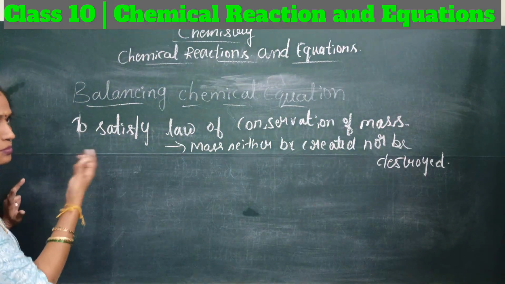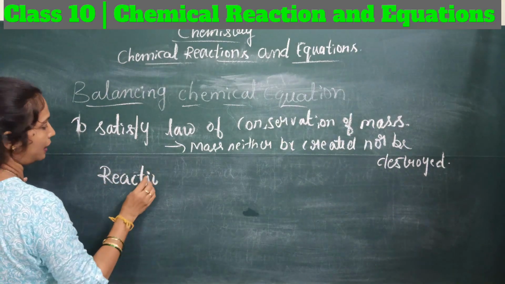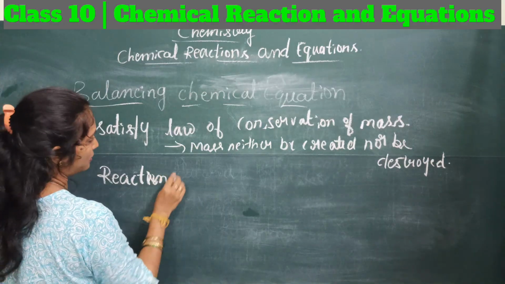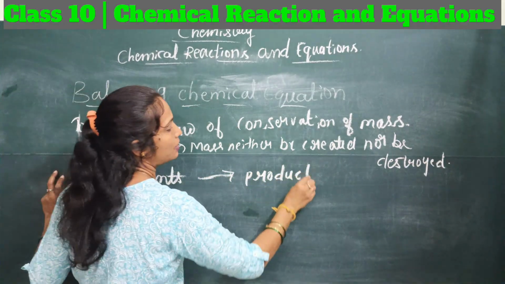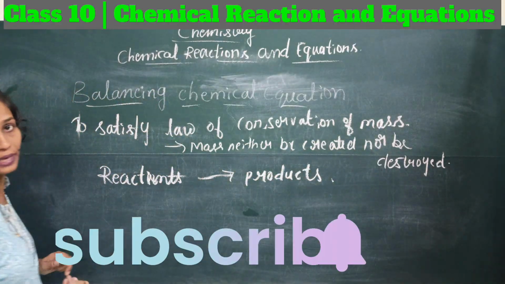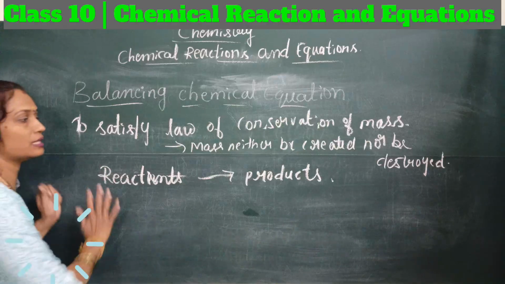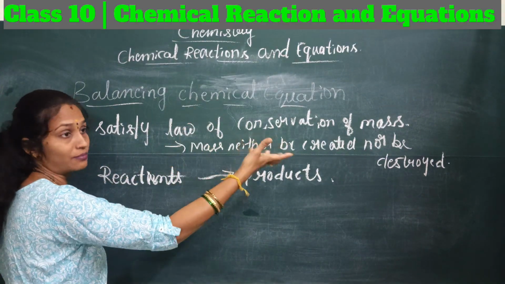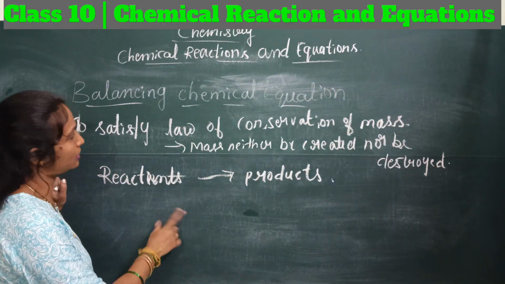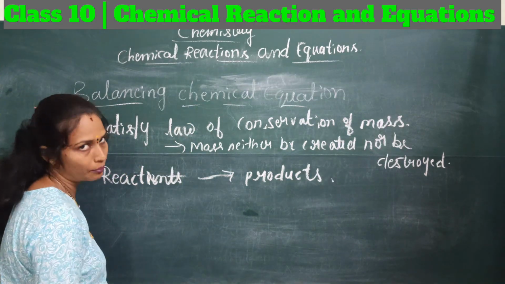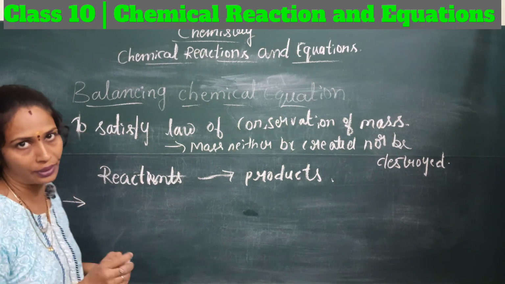How many atoms are present on the reactant side? The left side, whatever you are writing, is called the reactants. Whatever comes after the chemical reaction, we call the products. These two must be balanced. Whatever atoms are present on the reactant side, the same atoms, that mass, should be there on the product side. Then only we say the chemical equation is balanced.